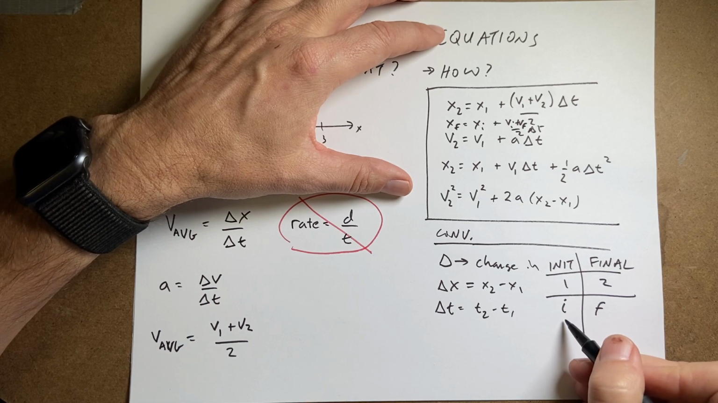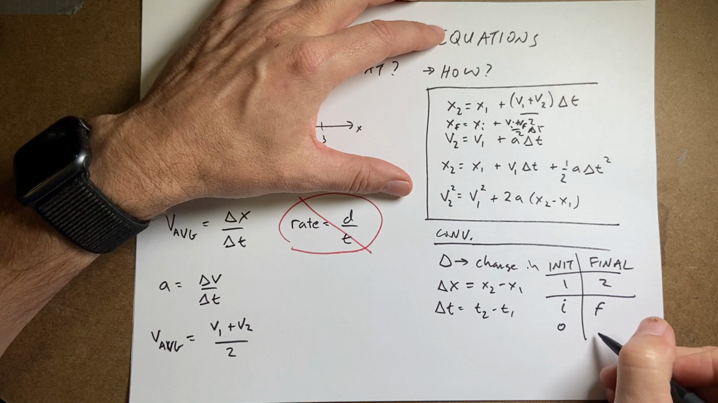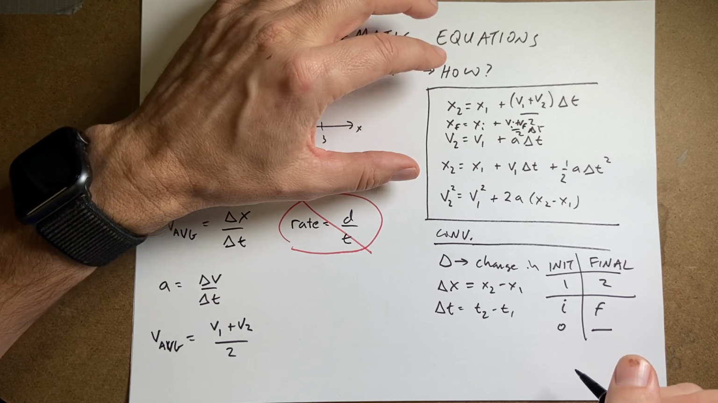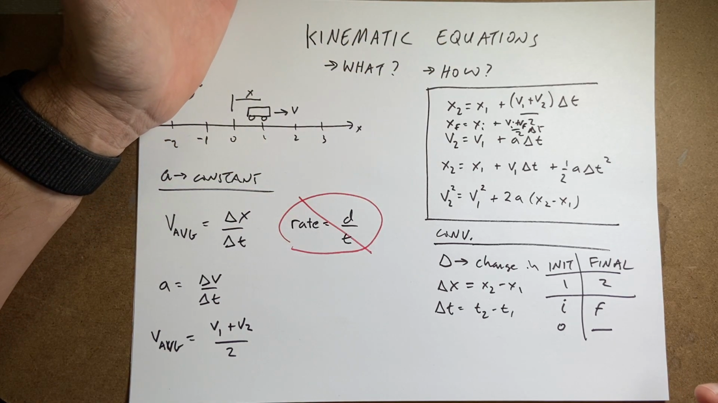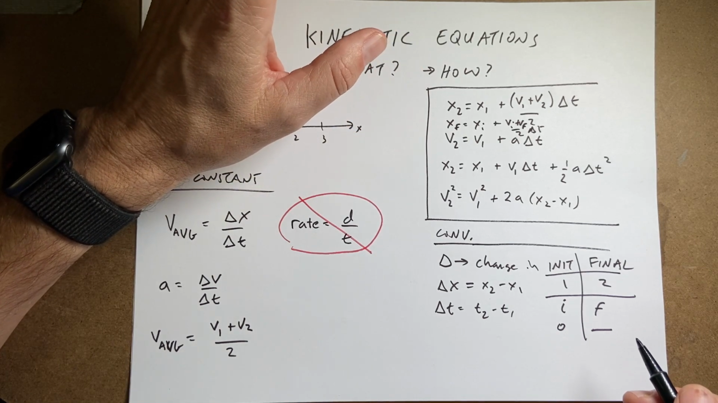The other thing that you could use is the initial is 0 and the final is just blank. So x is the final x, and x0 would be the initial x. Those are the ones that you're going to see the most often.